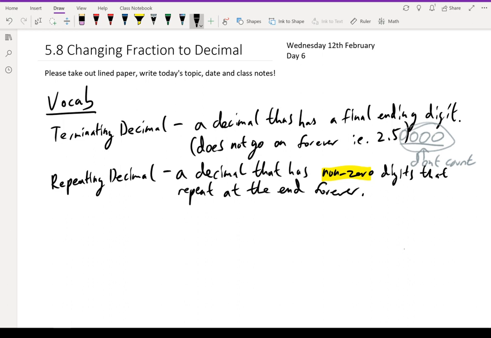So for example, if I have 0.33333, where it continues on, that's a repeating decimal. Another one can be 0.16161616, where the 16 repeats itself forever. So it's any digits or sets of digits that repeat themselves forever that is called a repeating decimal. So these are the two vocabulary for this lesson. Let's get on with our examples.